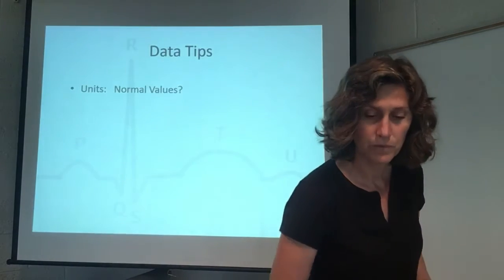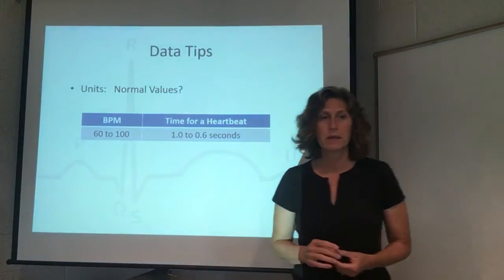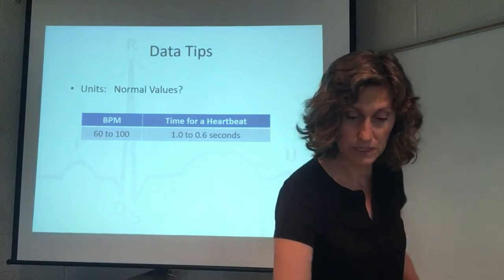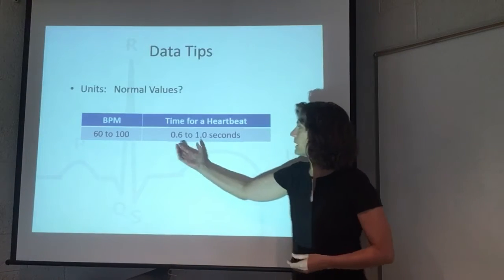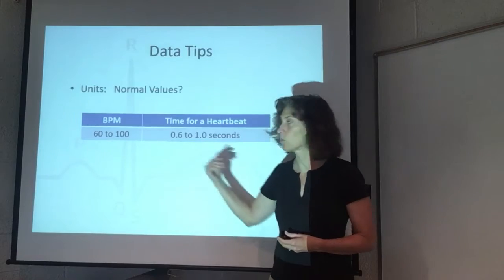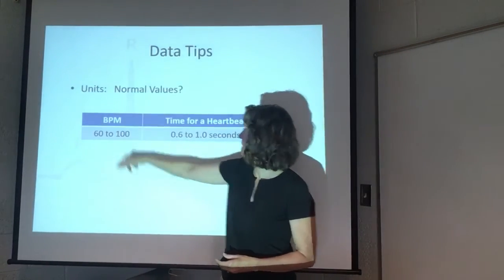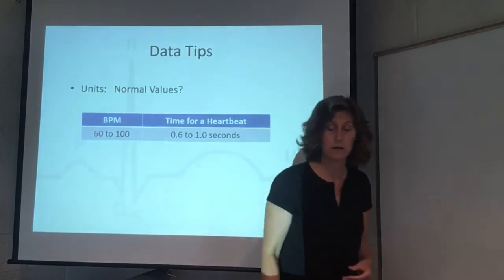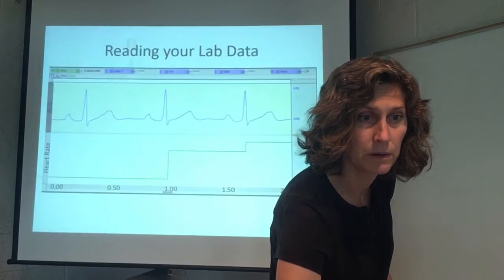So when we think about normal values, again, we have the beats per minute, 60 to 100, and the time for a heartbeat, 1 to 0.6 of a second. But if we flip it around, 0.6 of a second to 1, we're just putting that in chronological order. You need to remember that the 0.6 of a second maps to that 100 beats per minute, and the 1 second maps to the 60 beats per minute. So it's important to have a really good intuitive sense here.